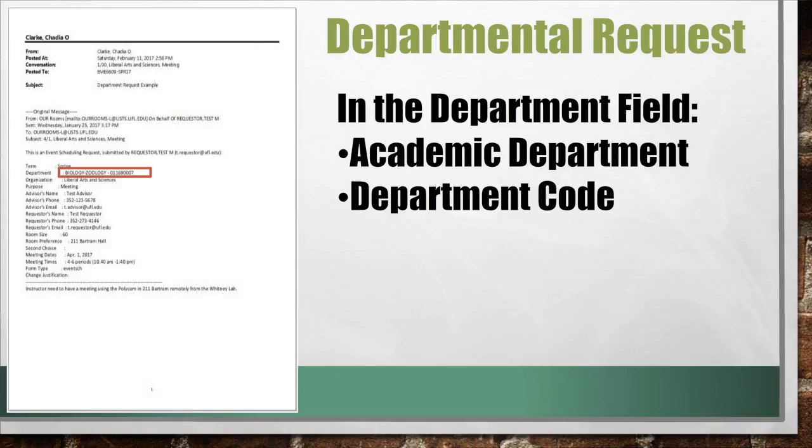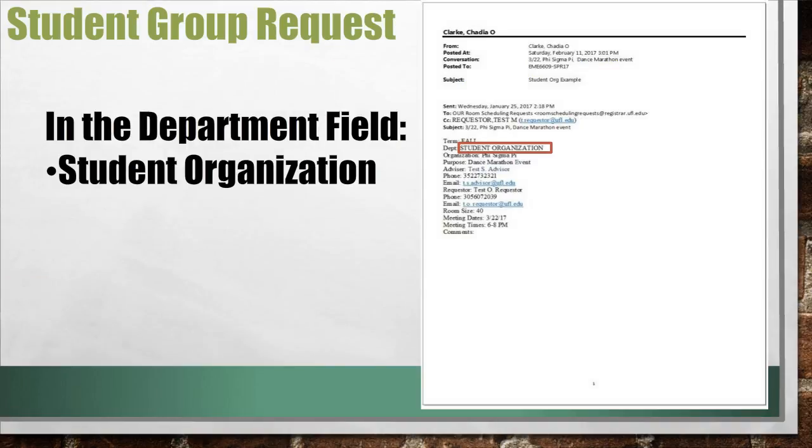Department requests will have the name of the academic department followed by a 9-digit department code displayed in the department field on the request form. Student group requests will have the name student organization displayed in the department field on the request form.